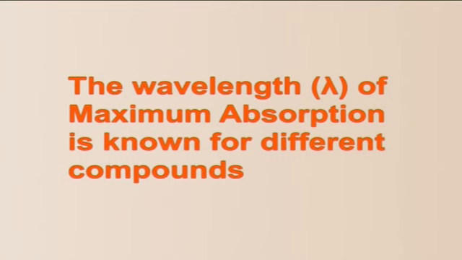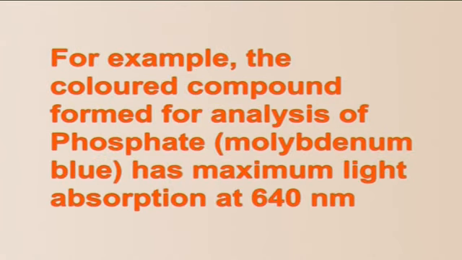Absorption spectroscopic method of analysis are based upon the fact that compounds absorb light radiations of a specific wavelength. In the spectrophotometric analysis, the amount of light radiation absorbed by the sample is measured. The light absorption is directly related to the concentration of colored compound in the sample. The wavelength lambda of maximum absorption is known for different compounds. For example, the colored compound formed for analysis of phosphate, molybdenum blue, has a maximum light absorption at 640 nanometer.